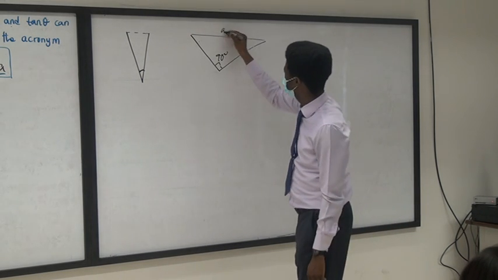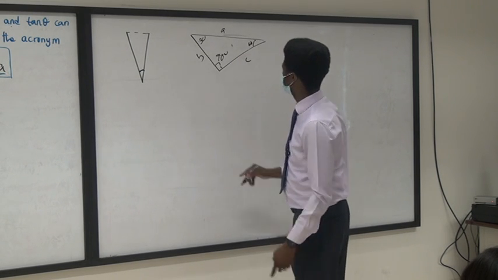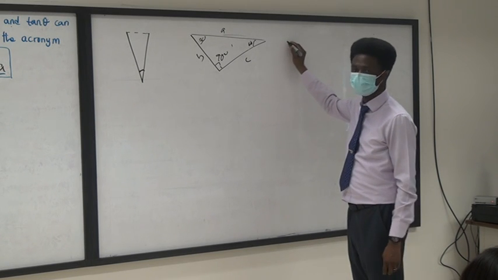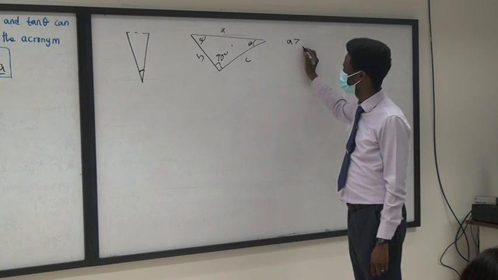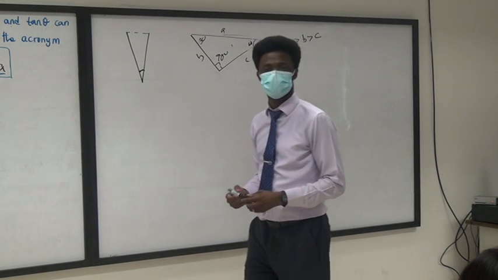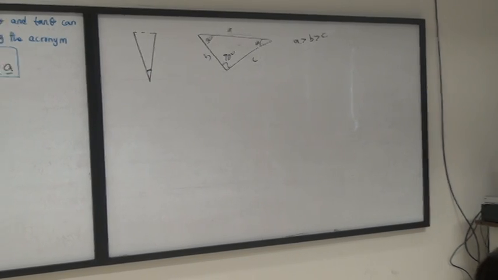If this is A, this is B, and this is C. If this is 60, this must be 30. It means the biggest side is A, followed by B, followed by C, in that order. So hypotenuse is always the longest side in any triangle. Okay? So let's move on.